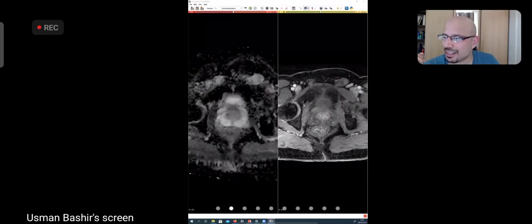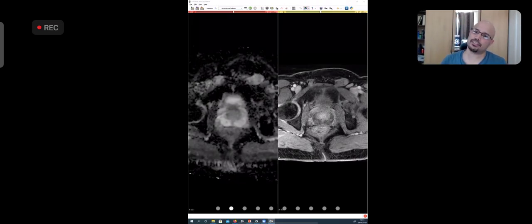And then you keep going on and on. More enhancement in the transitional zone. Keep going. A little more patchy enhancement has begun to appear in the peripheral zone. But to the end, it never enhanced that much. In some people, the whole gland eventually enhances. In this case, it didn't.